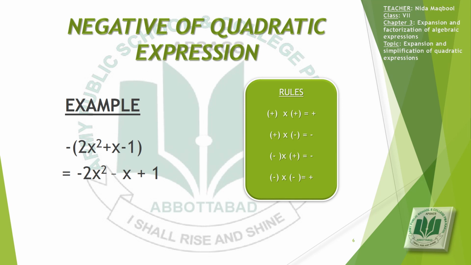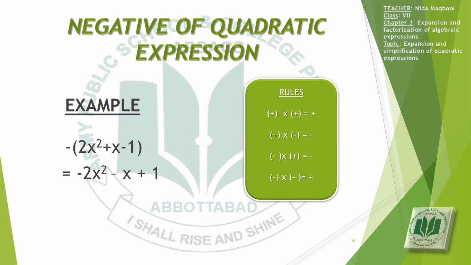Moving on to the next concept, that is negative of a quadratic expression. By that I mean minus will be multiplied with the whole quadratic expression, hence flipping the signs of all the terms present in the quadratic expression.